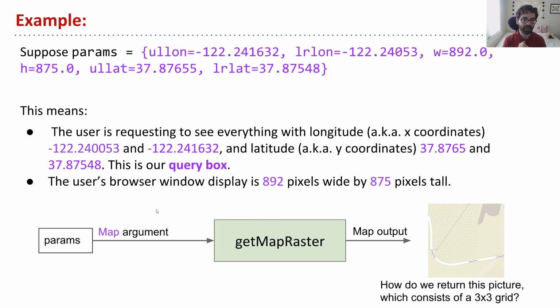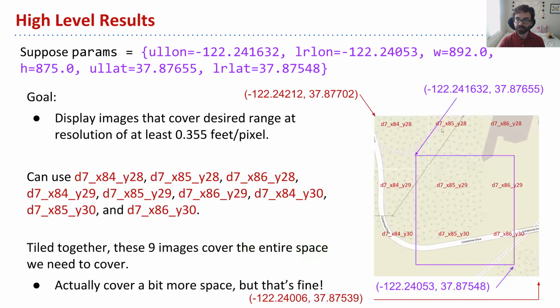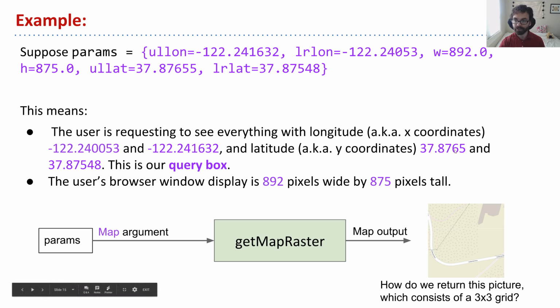This is what you got to do with rastering. The user wants to see everything in a certain region of the world with a certain level of resolution, and you are supposed to return these images. So the last thing I want to talk about here in this video is how do we actually specify this information? What does it look like?